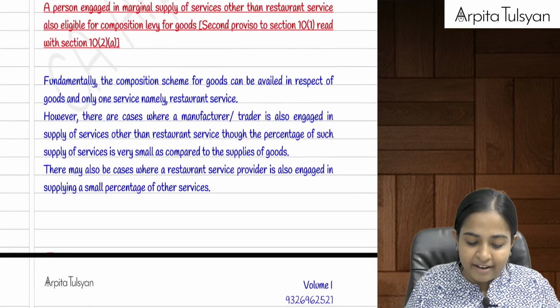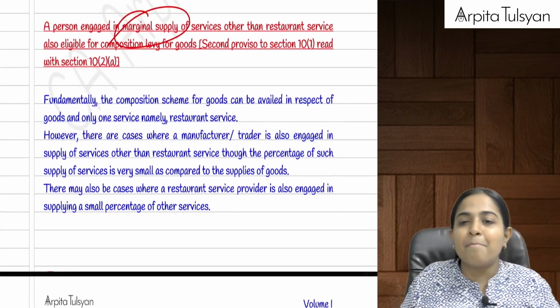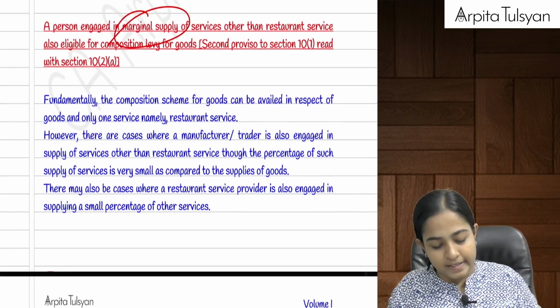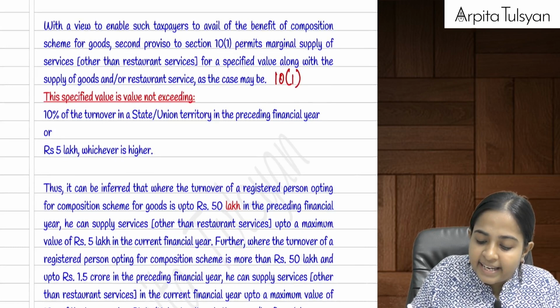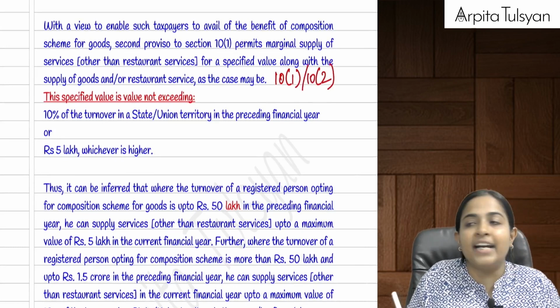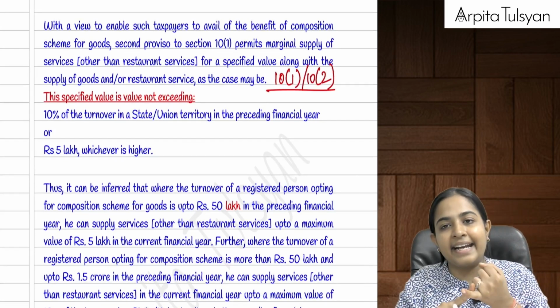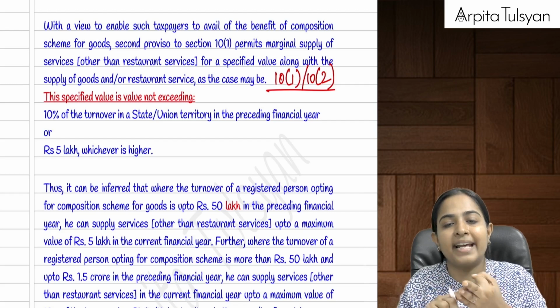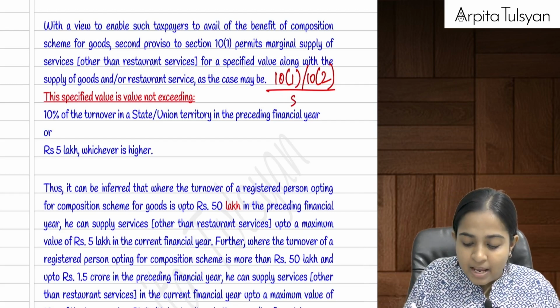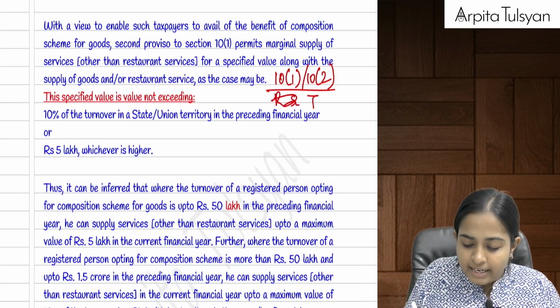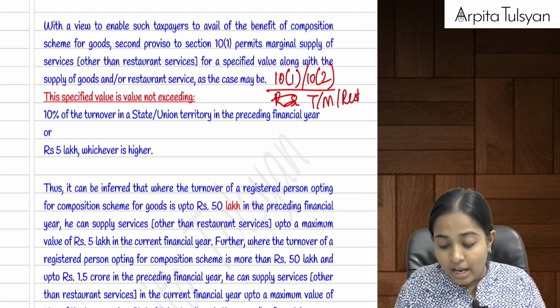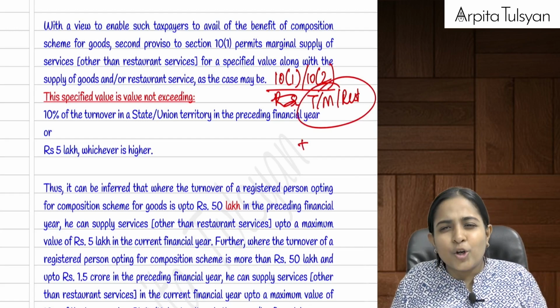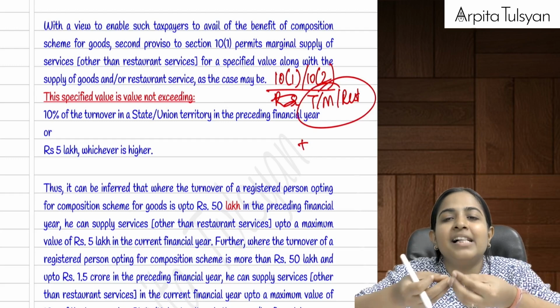Now listen everyone here. There is something called marginal supply of services. People who are there under section 10.1 and 10.2, can I say either they are traders or manufacturers or they are engaged in restaurant services? Traders, manufacturers or restaurant services, they are registered under 10.1. Now, what if they want to provide some marginal services?